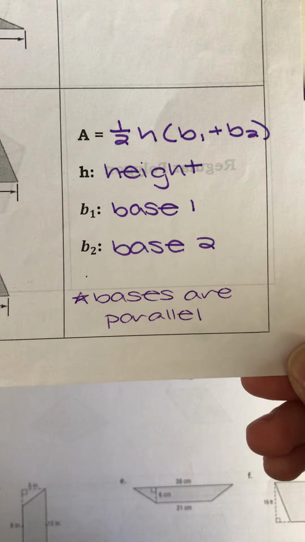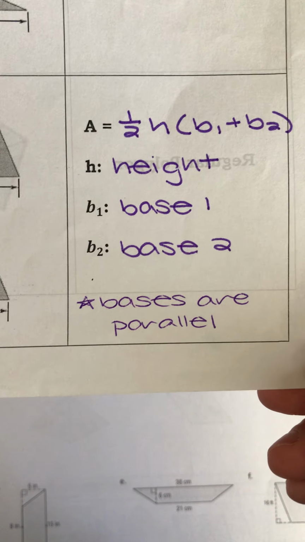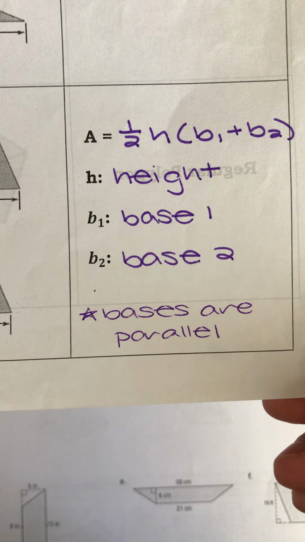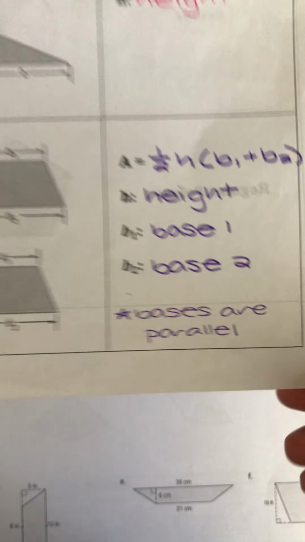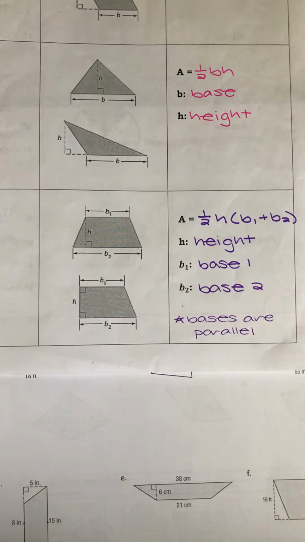Area equals 1/2 height times (base 1 plus base 2). H is your height. B1 and B2 are your bases, and the bases are parallel. Remember, the bases B1 and B2 are not going to always be the same. Actually, they will never be the same distance. So you got to make sure you identify both of them.